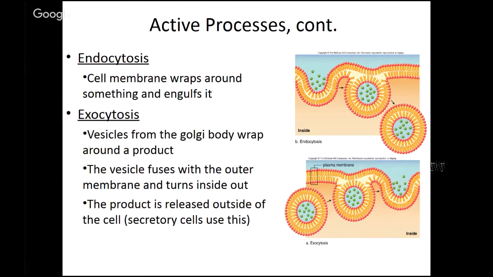Now, there are a few vocabulary words that go along with bulk transport. So let's go over those briefly. If something is being brought into the cell, we call that endocytosis. So here you can see the membrane folding inward. It pinches off, and it brings this vesicle into the cell.